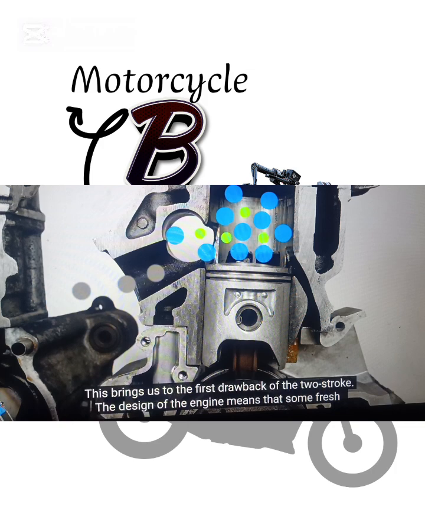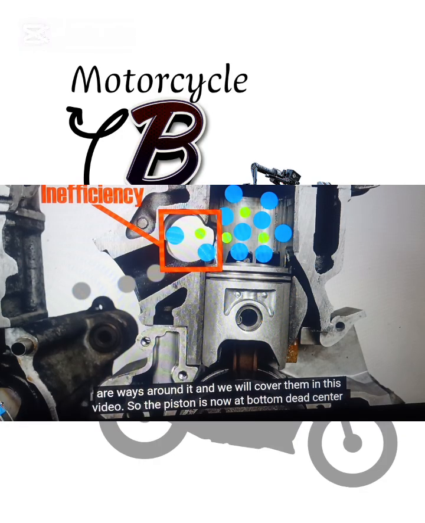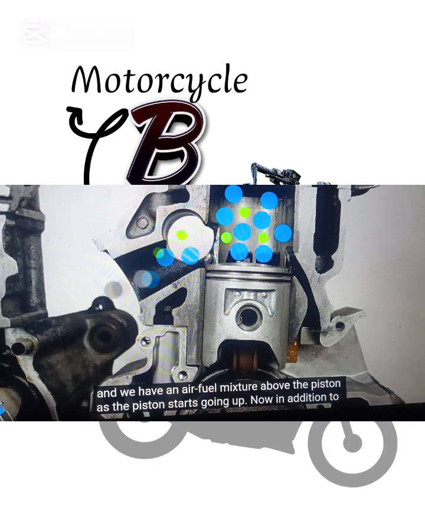This brings us to the first drawback of the two-stroke. The design of the engine means that some fresh, unburned fuel gets dumped out the exhaust. This, of course, is the definition of inefficiency, but there are ways around it, and we'll cover them in this video. So the piston is now at bottom dead center, and we have an air-fuel mixture above the piston as the piston starts going up.